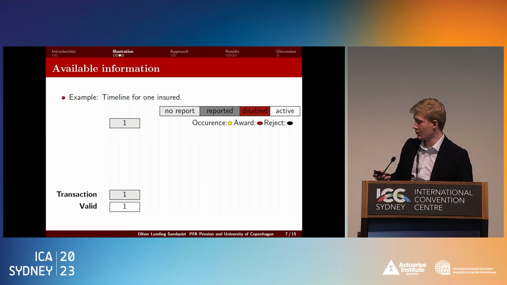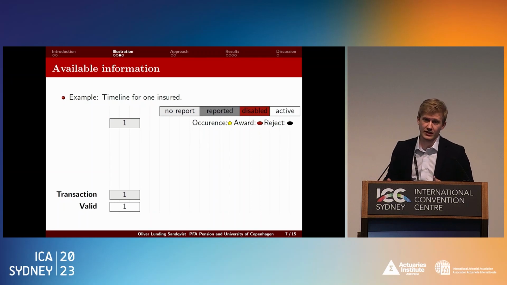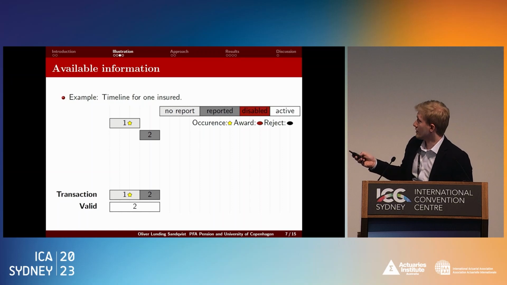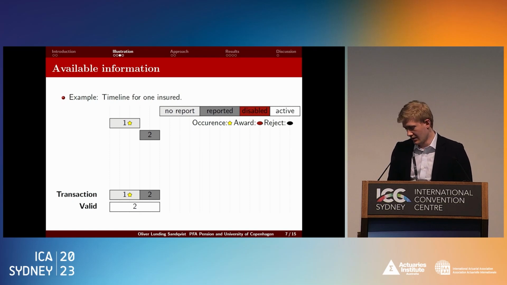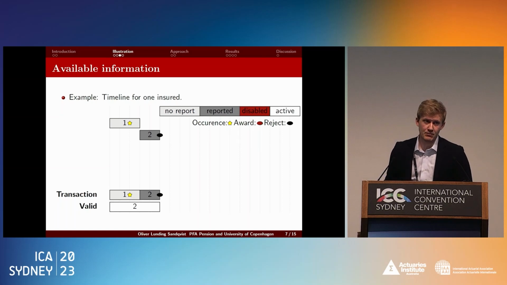So now we take this one insured here, and we start in the situation in the beginning where he has not reported anything. So we think that he is active, and he has not reported anything. What then happens is that at a later time here, where the color changes from light gray to dark gray, he reports that he actually became disabled at the time point that I marked with the yellow star. And then a little time goes by, and the insurance company ends up rejecting this claim, saying that, okay, you do not live up to the criteria needed to get this disability payout.